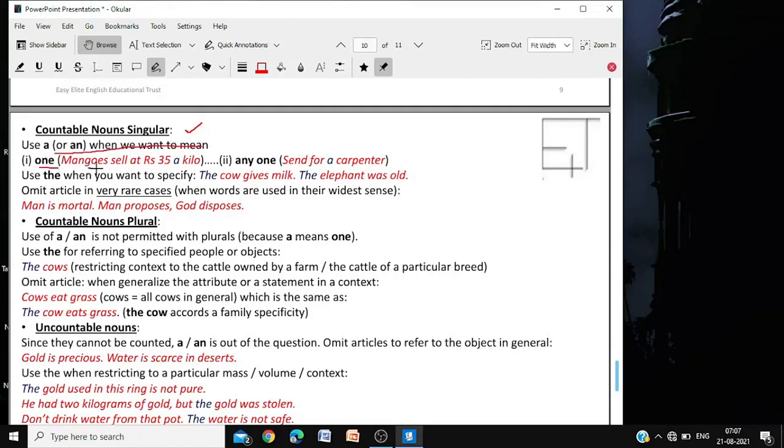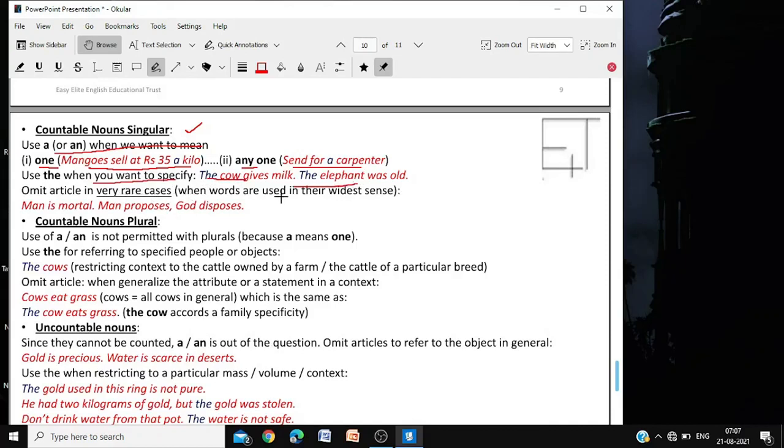Mangoes sell at 35 rupees a kilo. Anyone. Send for a carpenter. Anyone, unspecified. Use the when you want to specify. The cow gives milk. The species is specified. The elephant was old. An individual elephant is specified.